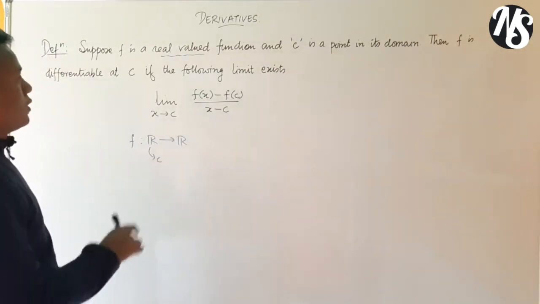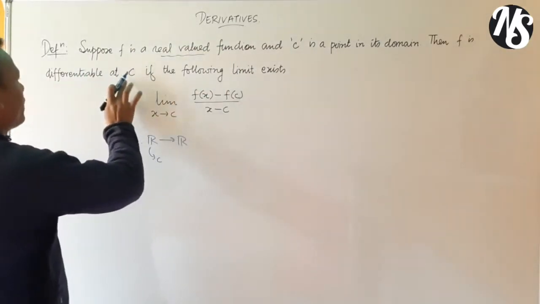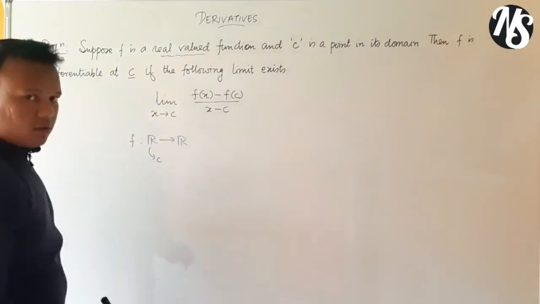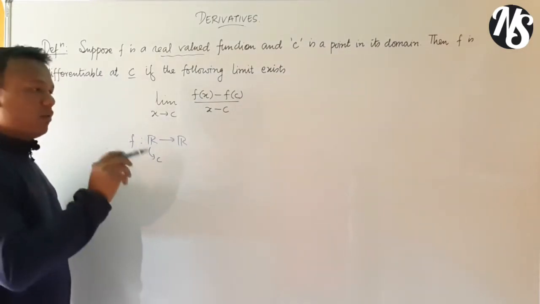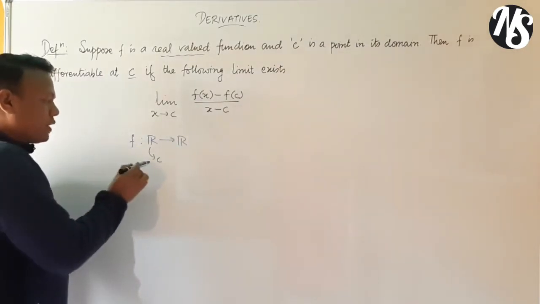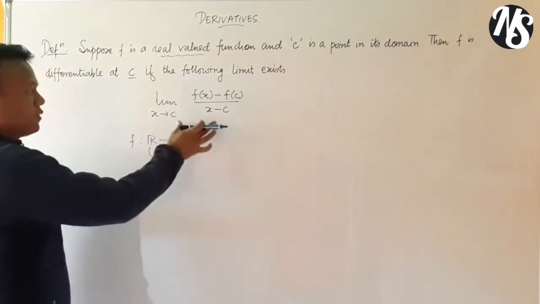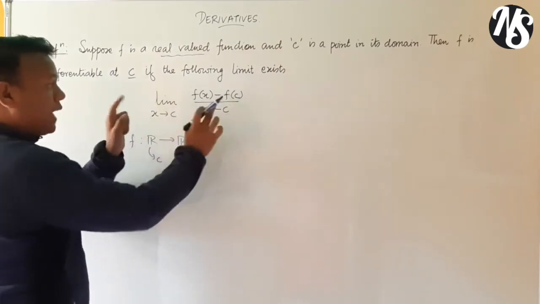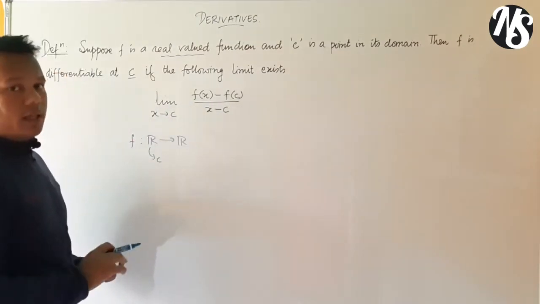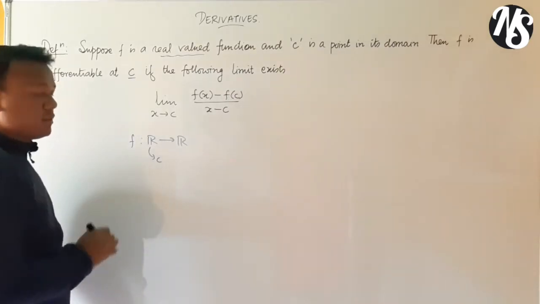Now, f is differentiable at point c. So you want to check the differentiability of this function at point c. The function is said to be differentiable at point c if the following limit exists. The following limit is this particular limit. So if this limit exists, then only your function is differentiable at point c.